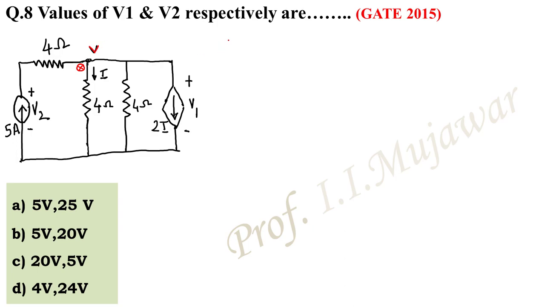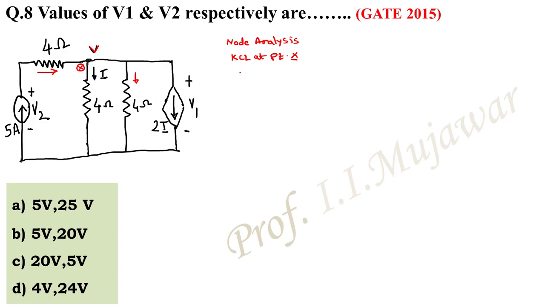Now if I use the KCL at point X, this current is the incoming current since the direction is there. These are unknown currents, and unknown currents I will take as the currents leaving from the node. Now the current incoming is 5 ampere, whereas these three currents are leaving.